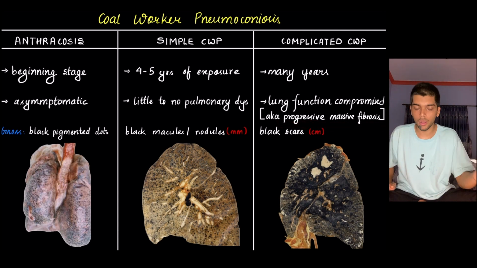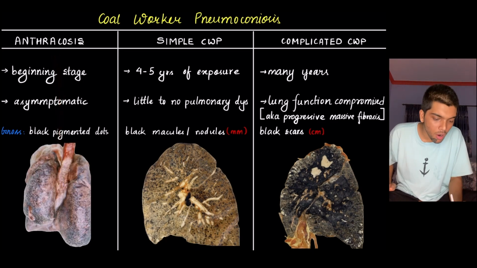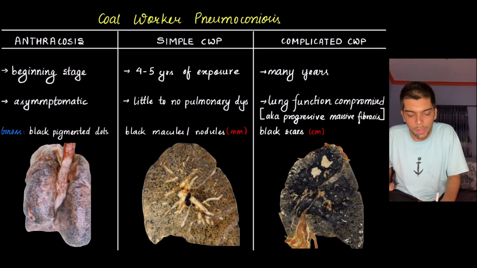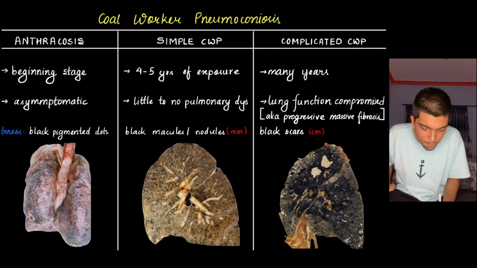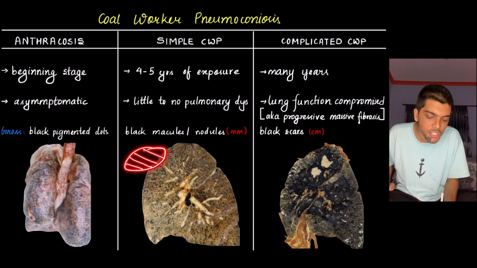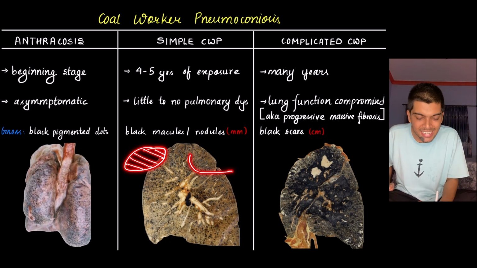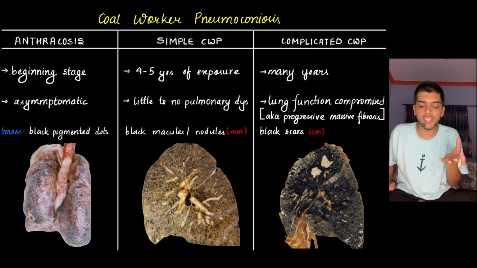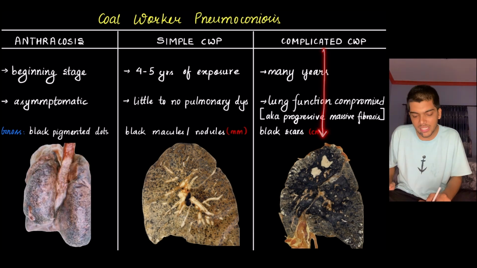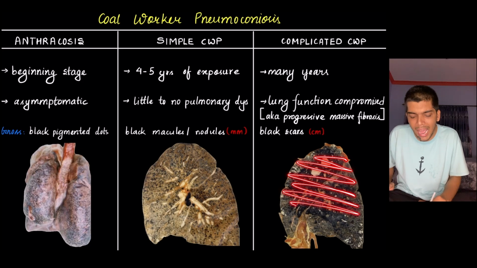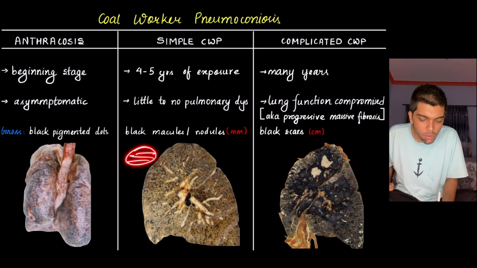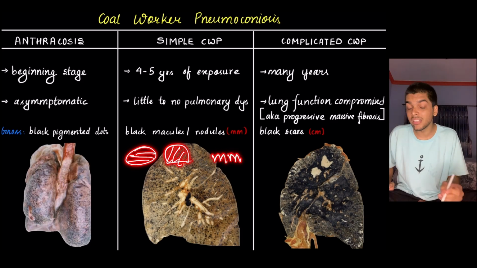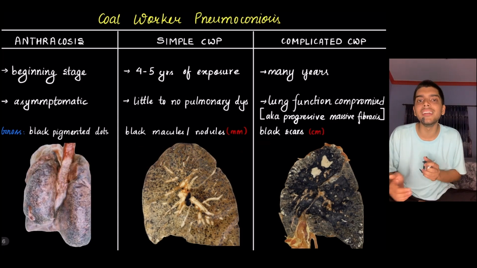Okay, now cross. In anthracosis, the lung contains these black pigmented dots. In simple coal worker pneumoconiosis, the lung contains black nodules and macules. Macules are present in the form of flat patches, and nodules are raised lesions. So macules are flat patchy lesions, nodules are raised lesions. In complicated coal worker pneumoconiosis, there is complete scarring of the lung. There are black scars. These macules and nodules are a few millimeters in size. On the other hand, the black scars are larger, centimeter in size.